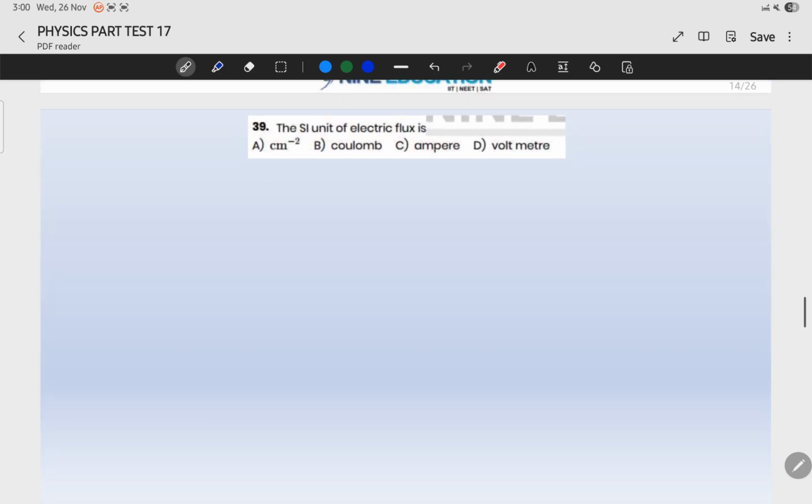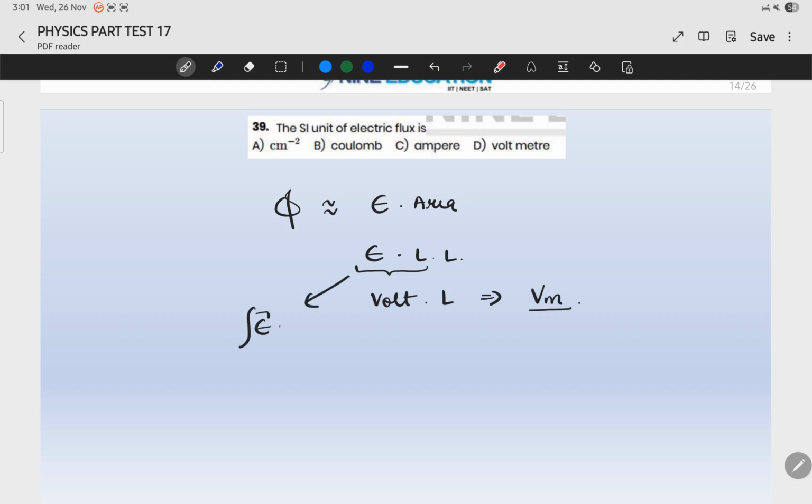Next question, SI unit of electric flux. So electric flux phi has the dimensions of electric field into area. Area has dimensions of length into length. Electric field into length has the dimension of potential, which is volt, into length, implies that unit is volt meter. This comes from E dot dl formula. This comes from integration E dot ds formula.